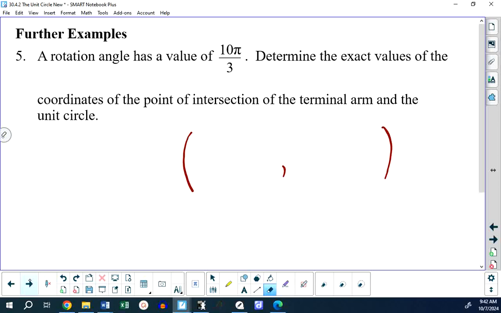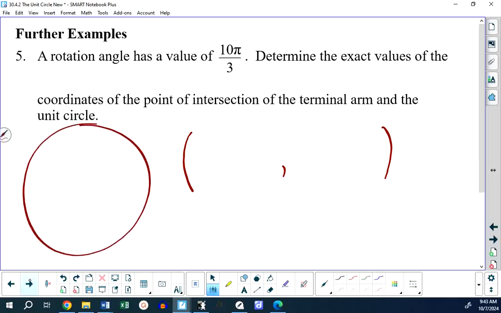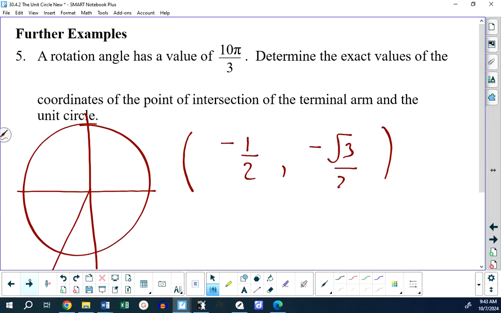Not the 45-degree one in quadrant 3, but the one that's 60 degrees away from the x-axis. So what are the coordinates? Negative 1/2, comma, negative root 3 over 2. So what I am doing, everybody, is I'm locating that terminal arm. I'm saying it's here. That's 10 pi over 3. That is not the root 2 over 2, root 2 over 2 thing. It's the 1/2, root 3 over 2. Looking at that, I can see x is a half, even if my drawing isn't perfect, and y is root 3 over 2. These are both negative in quadrant 3.